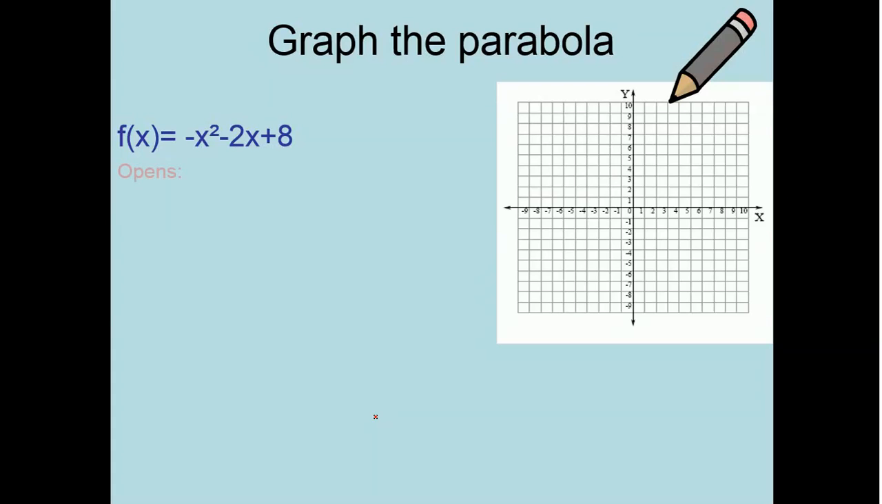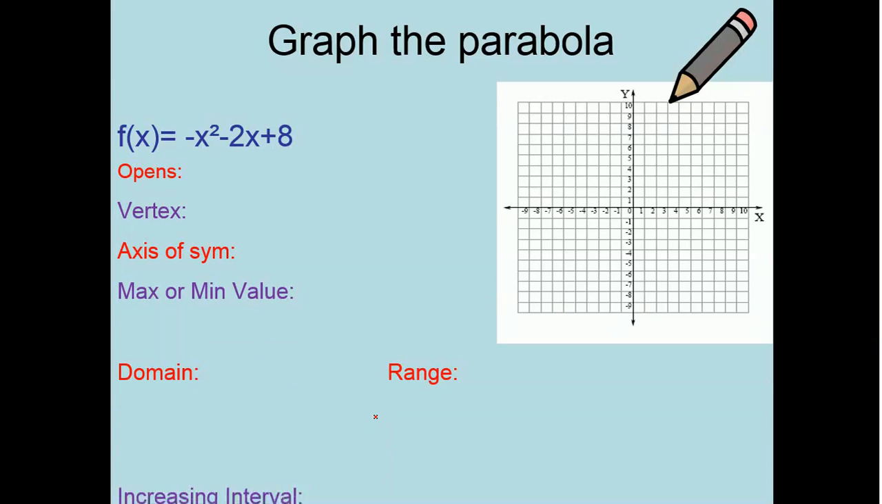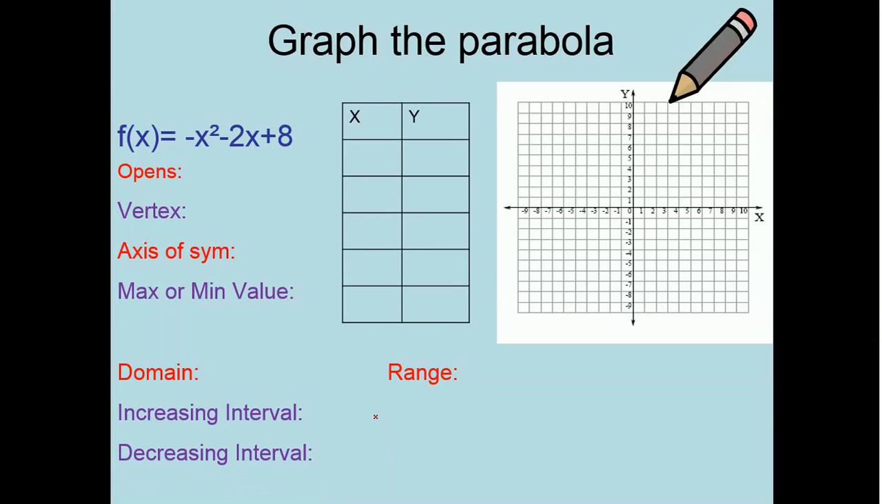Let's try one more example here. So I have this equation here, negative x squared minus 2x plus 8. So very first thing, let's find our vertex. To find my x value, I've got to go negative b over 2a. So negative b is a negative 2, all over 2 times negative 1, or 2 over negative 2, which is negative 1. So I'm going to put that in the middle of my table here. Negative 1.